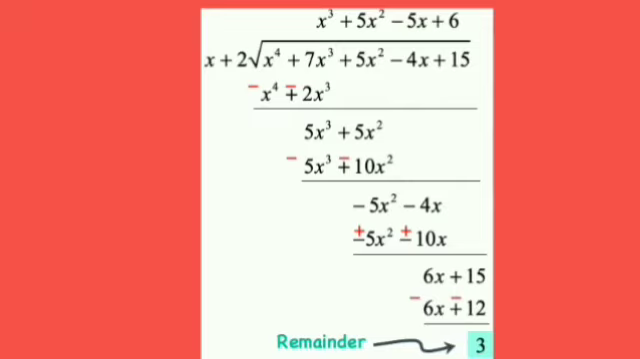Now see another example: x power 4 plus 7x cube plus 5x square minus 4x plus 15 is divided by x plus 2, you got remainder 3. Here, see what is the remainder and what is the quotient part. Later, we will see this type of long division as well as remainder theorem problems.